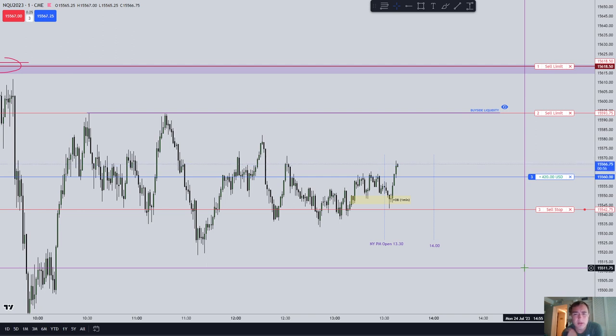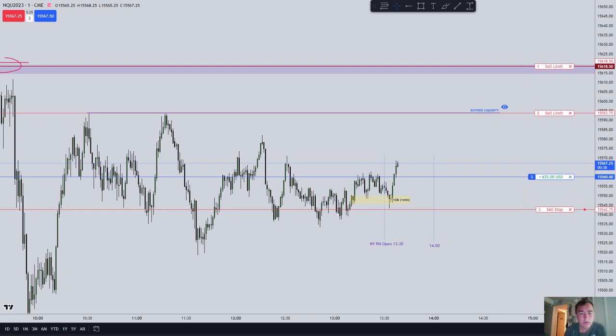It comes back into drawdown. I really can't imagine that they don't sweep 593.75. There's going to be two months of liquidity up there. I cannot imagine that they're not going to take that. So we are now in the New York PM session. We're about to be 10 minutes in. So we will see. I'm waiting.